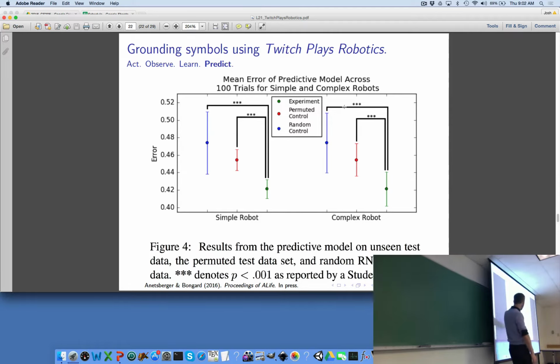The crowd told the simple robot and the complex robot to jump quite a bit. So we actually did this whole process twice, once with the simple robot, once with the complex robot. And on average, the error is 0.42. So the neural networks were off by 42% in trying to predict the crowd. Okay, so is 42% good or bad? I don't know, hard to say. So what Joey did was to then look at 2 different controls, the red and the blue. The blue is pretty simple.